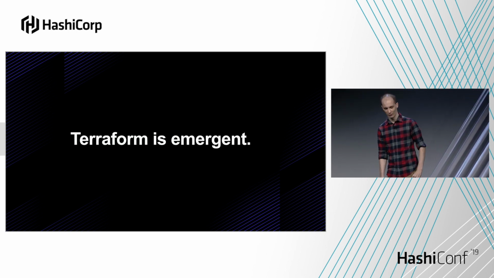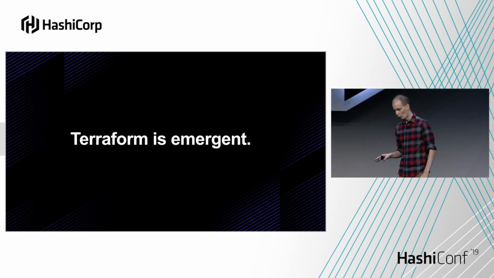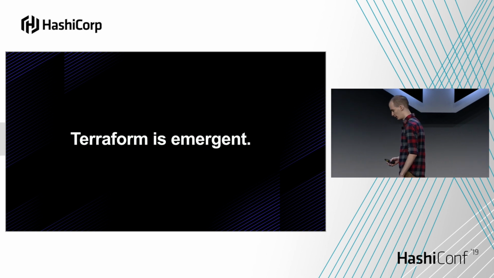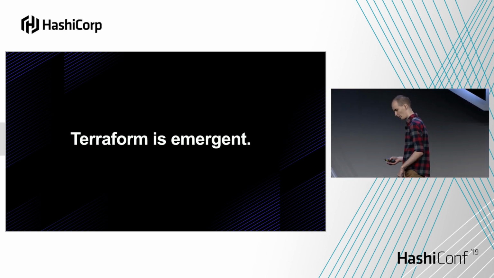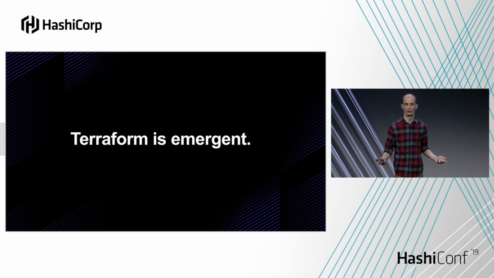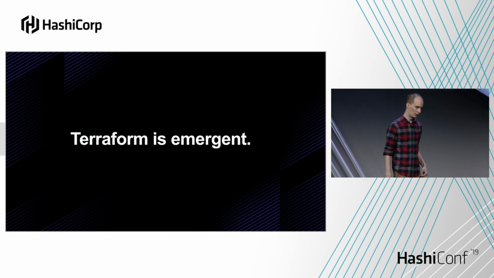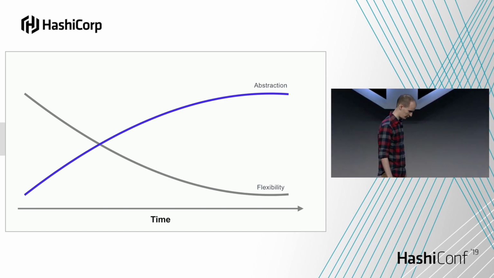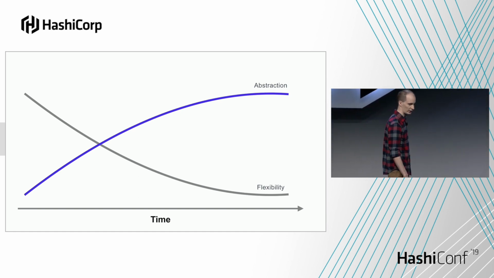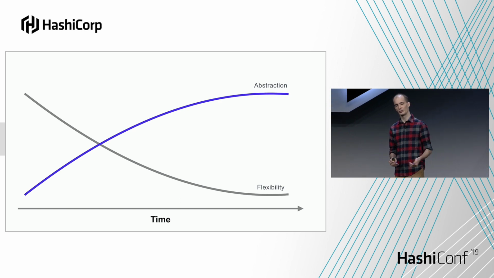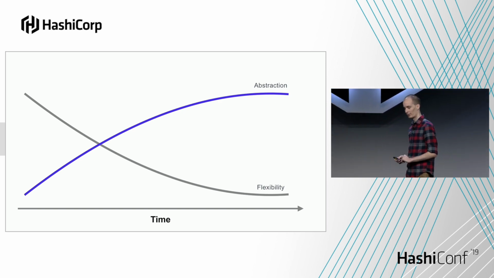Terraform's emergent. We didn't know when Terraform was started all of the things people would use Terraform for. We didn't know all the things that it could do and what people expected of it. And we didn't know the entire problem domain, just like any engineering project. And over time, we had to deal with that emergent behavior. We had to deal with learning about new things about our problem space and figuring out the solution for it. And so over time, we allowed the flexibility to go down and the abstraction layer to go up.